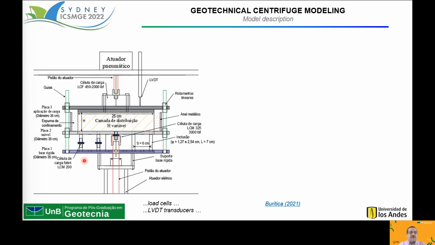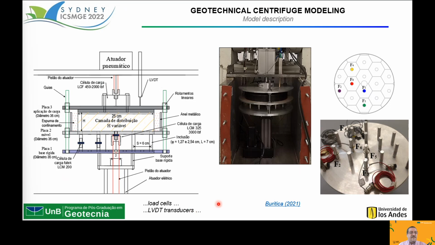Here is the model instrumentation. We can see that we put load cells in five inclusions. We put another load cell in the lower plate. We also used LVDT transducers to measure the settlements of the upper plate. This is the model setup.